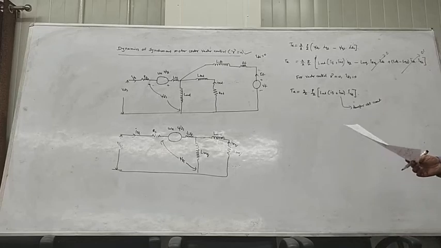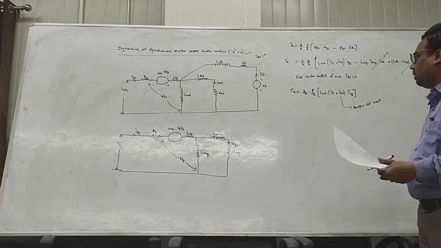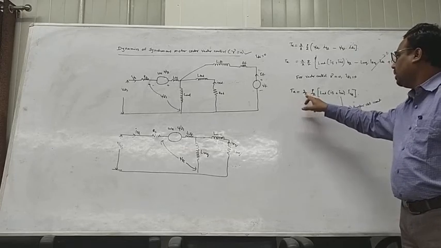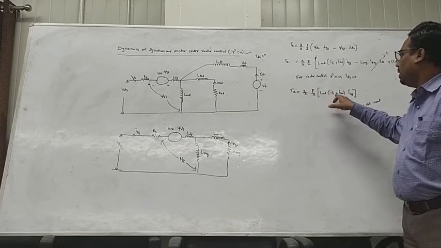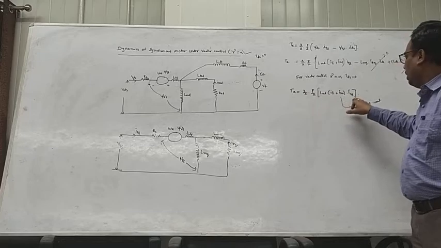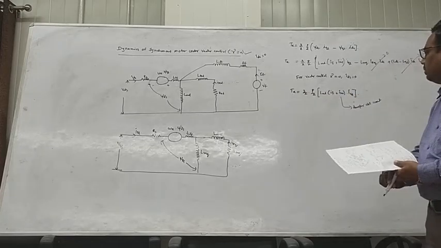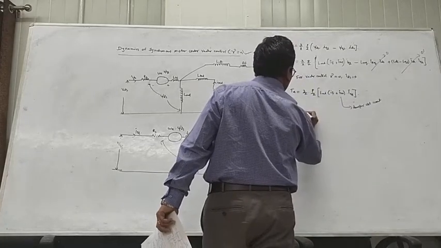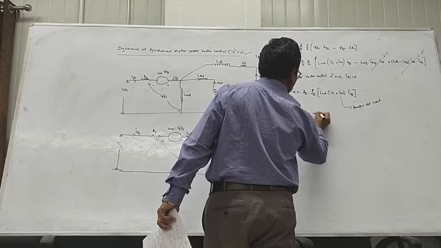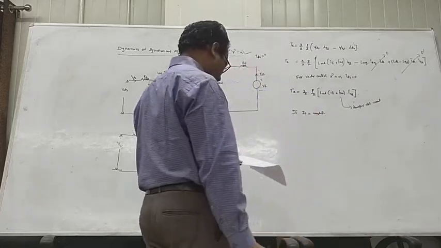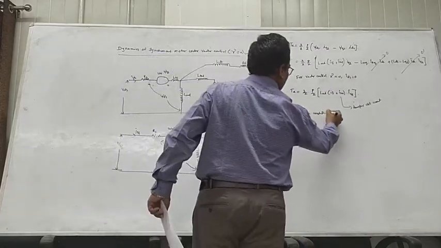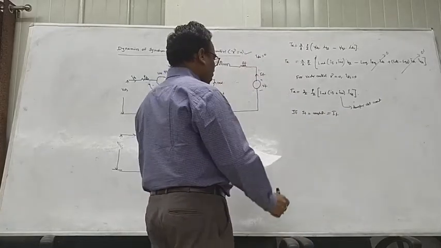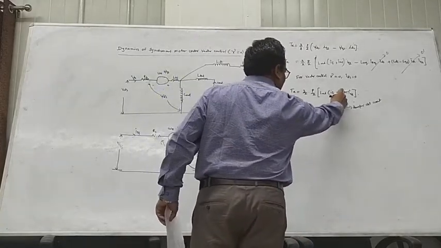IKD is the damper circuit current. If you consider the torque equation, it is equal to 3 by 2 into P by 2 into LMD into (IF plus IKD) into IQS. Whenever the field current IF is constant, that is, capital IF is constant, then you may write down the expression for IKD.